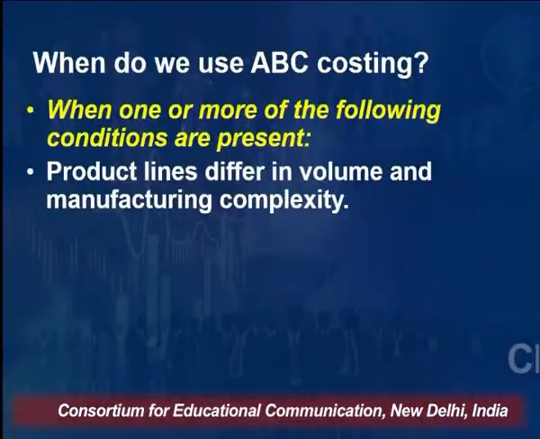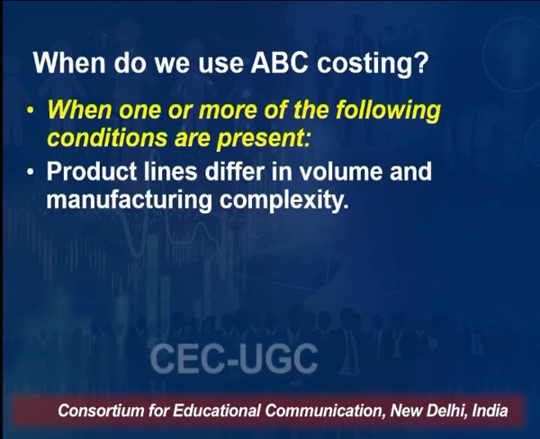So first is when your product lines differ in volume and manufacturing complexity. Suppose you are dealing with 3 product lines. You are a multinational company operating in a country, suppose India, and you have 3 product lines, and all 3 differ in volume. The quantity is different, and the manufacturing complexity involved is also different. So if this is the situation, we would strongly recommend you to apply activity based costing.